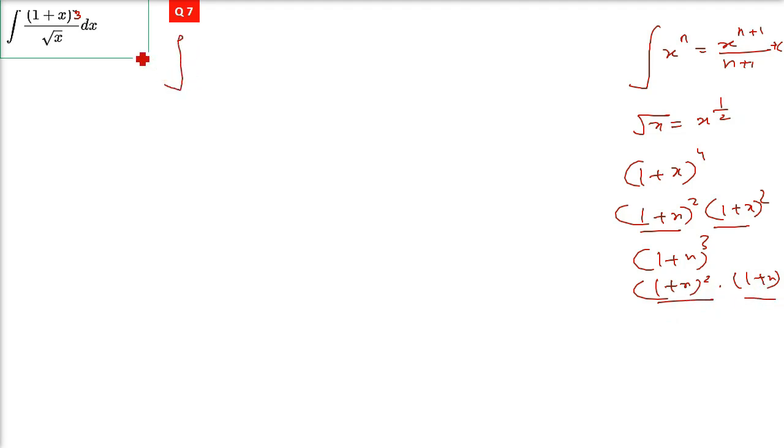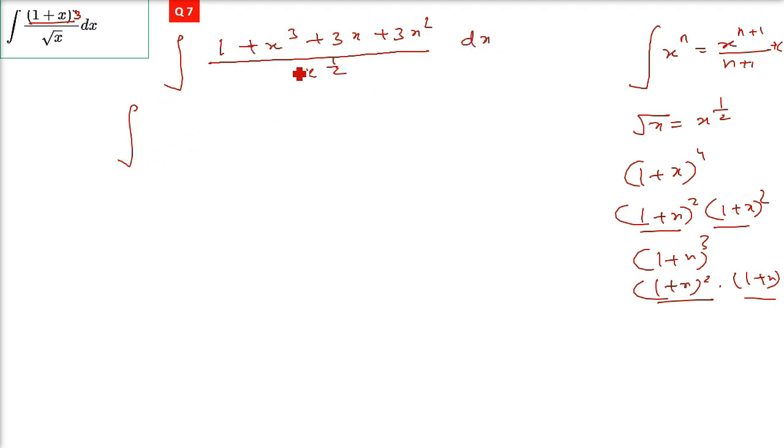So when we start the integration, this 1 plus x whole cube I am going to open. This will be 1 plus x cube. So just do it like 1 plus x into 1 plus x square. You will get 1 plus x cube plus 3x square. And this is a plus b whole cube: a cube plus b cube plus 3ab into a plus b. This is what the formula is. In the denominator we have under root x. You can write it as x to the power half. Now this is all going with dx.